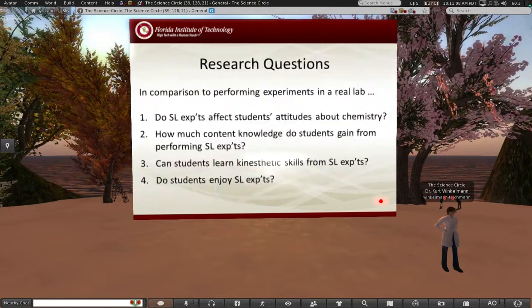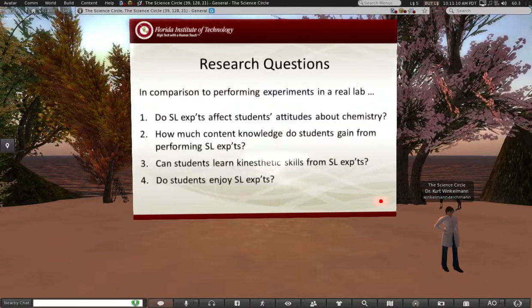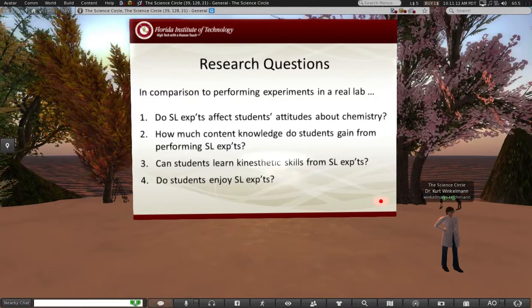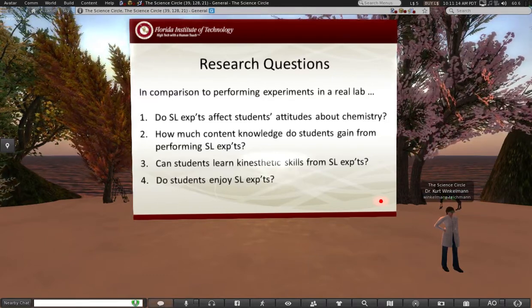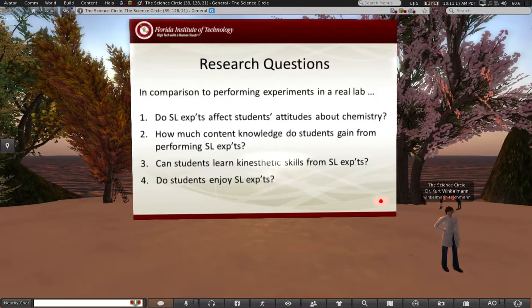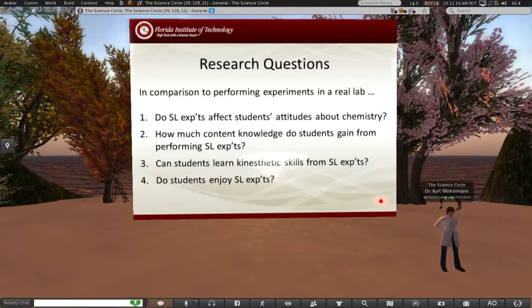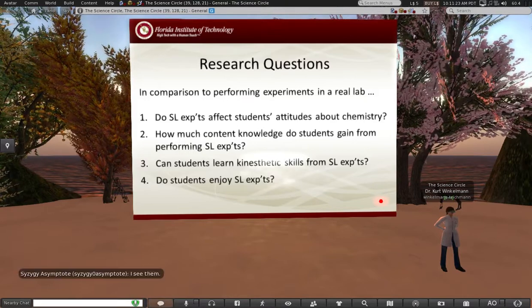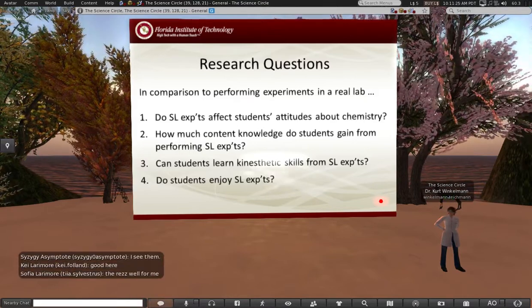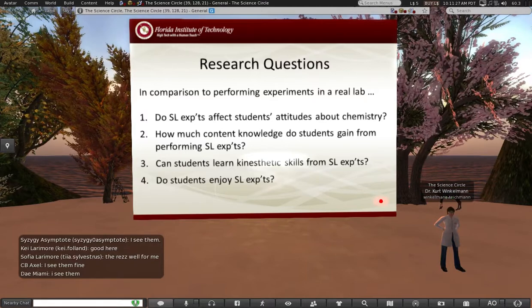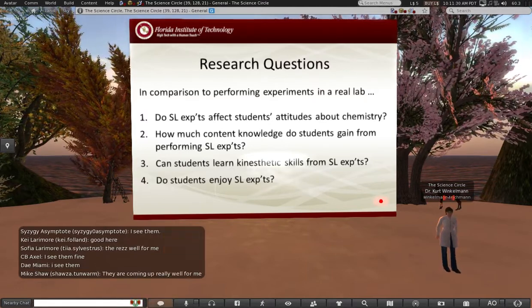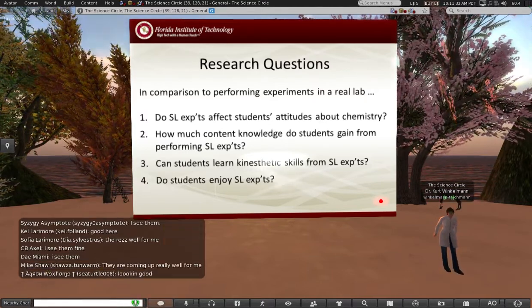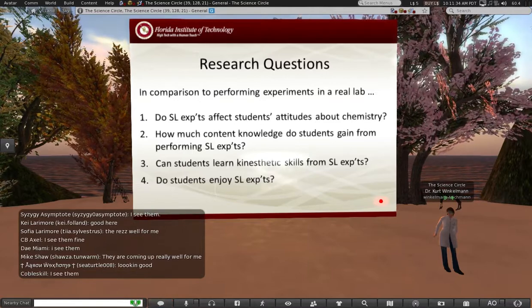So we have some research questions. I'm sorry, I have to pause here. On my screen, these slides are not rendering very well. Is anybody else having trouble? I see. Okay. Oh, good. All right, great. That's fine. I know what I'm talking about, so I don't need to see them.